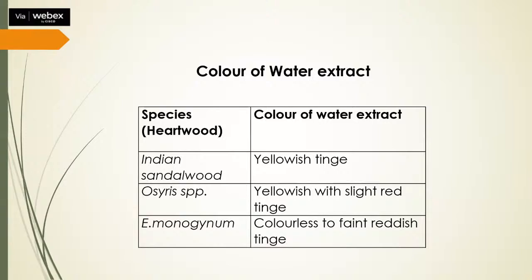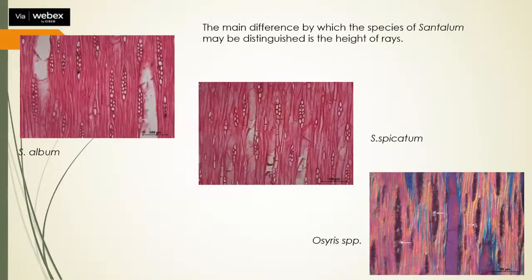This is one of the most common adulterants of Santalum album. It has a colorless to faint reddish tinge. The main difference by which the species of Santalum may be distinguished is by the height of the rays, between other species of Santalum, like Santalum spicatum or Santalum album, and other Santalum species occurring worldwide.